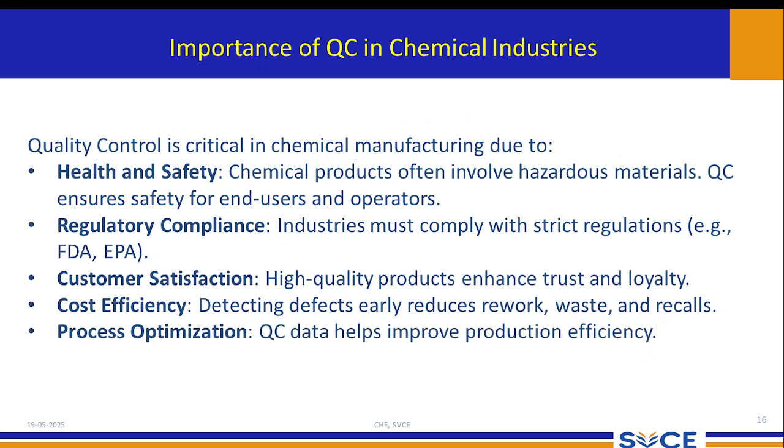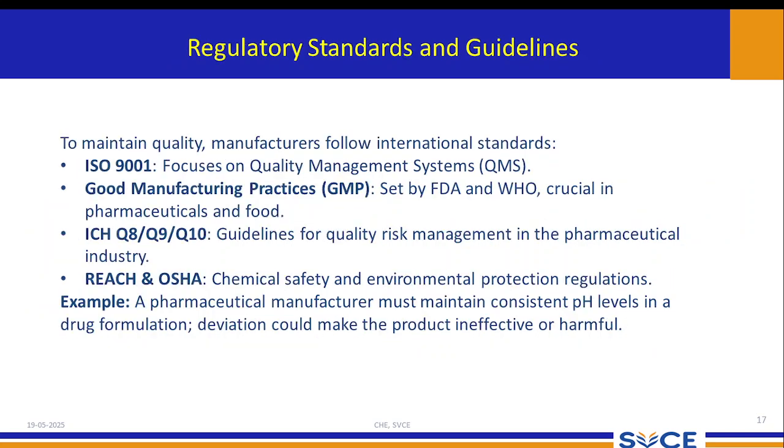Quality control is critical in chemical manufacturing due to health and safety, regulatory compliance, customer satisfaction, cost efficiency, and process optimization. Health and safety: chemical products often involve hazardous materials. Quality control ensures safety for end users and operators. Regulatory compliance: industries must comply with strict regulations like FDA and EPA. Customer satisfaction: high quality products enhance trust and loyalty. Cost efficiency: detecting defects early reduces rework, waste and recalls. Process optimization: quality control data helps improve production efficiency.